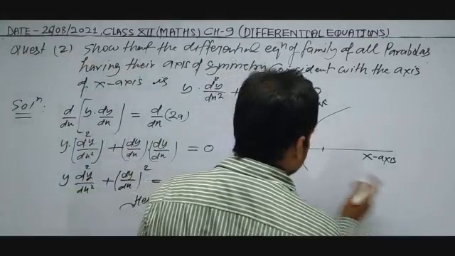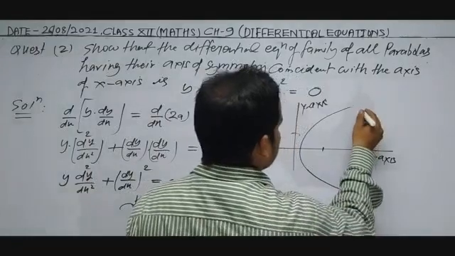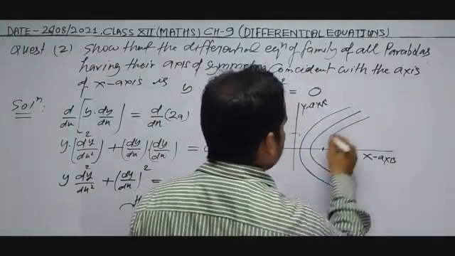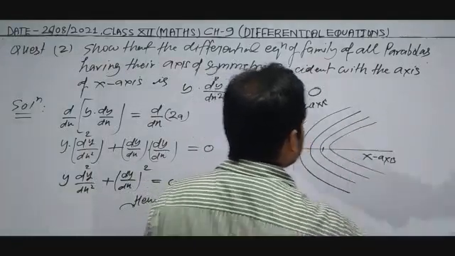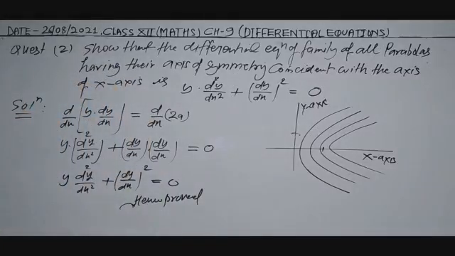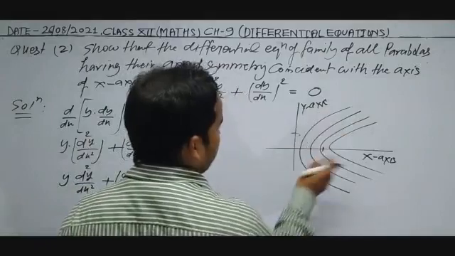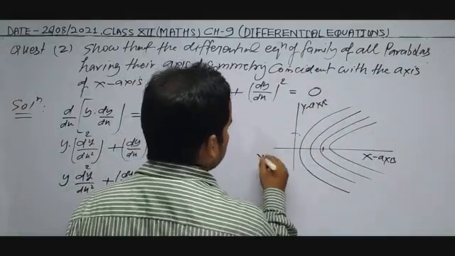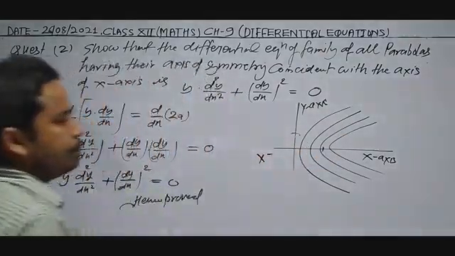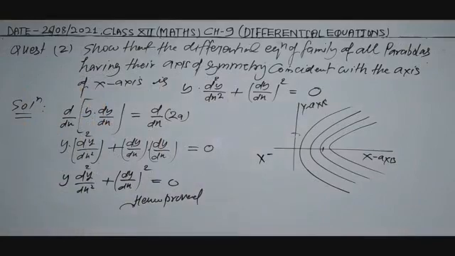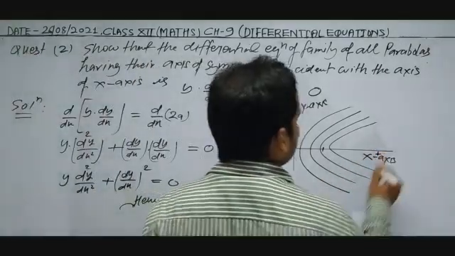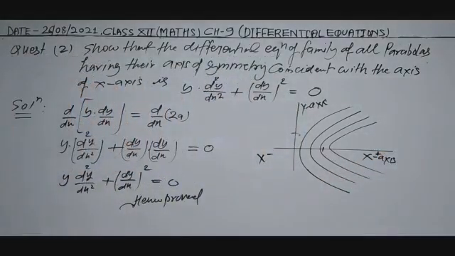So this type of parabola, or family of parabolas, you will get, and that will be symmetric about the x-axis, and whose vertex lies on the x-axis and opens in the positive direction of the x-axis. Now this question is completed.